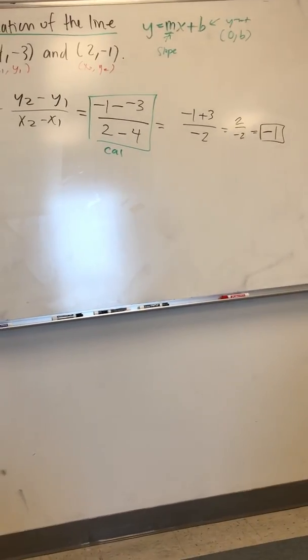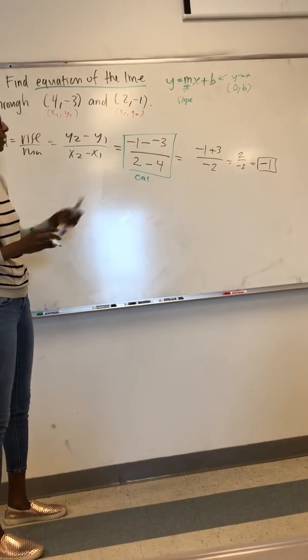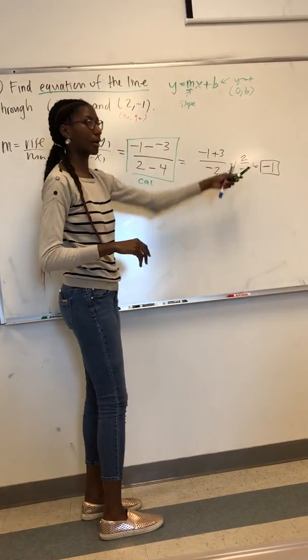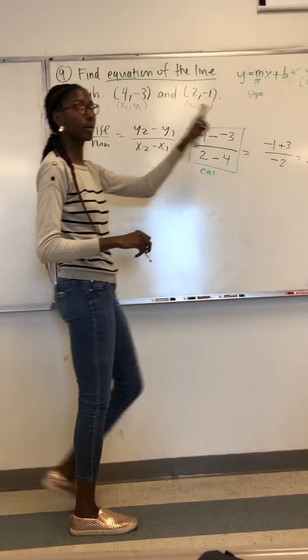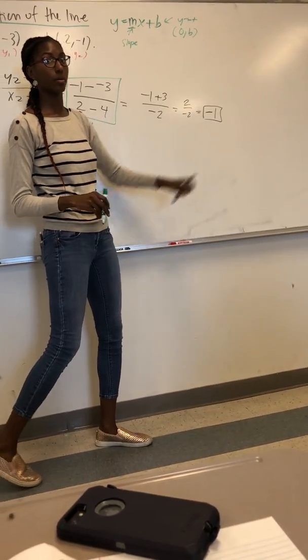If you have the fancy calculator, you can plug that in exactly like that with your little fraction button. Or you can work it out, that's fine too. So we know that our m, or our slope, is -1.